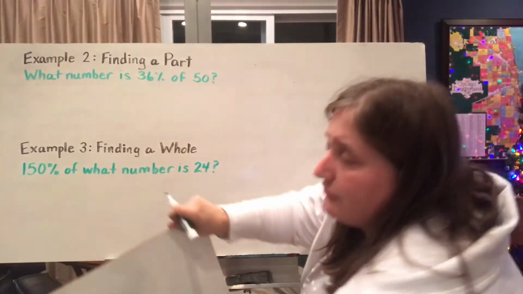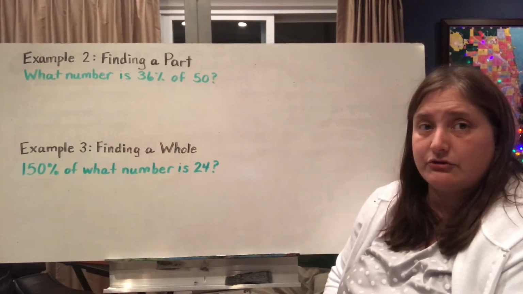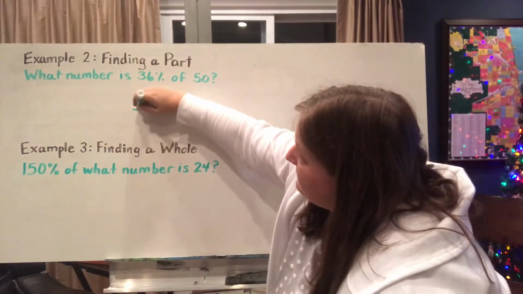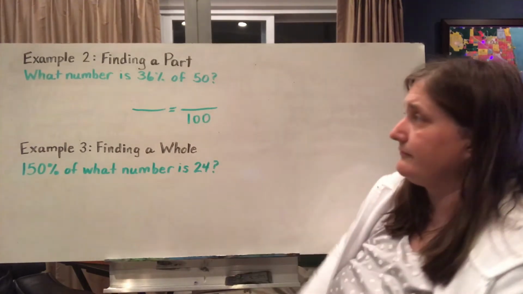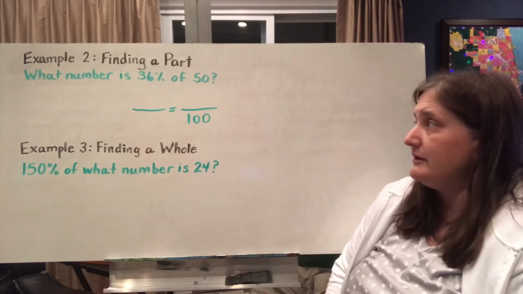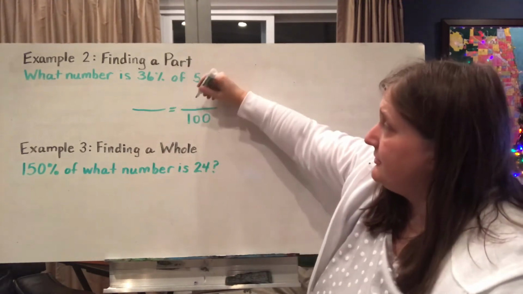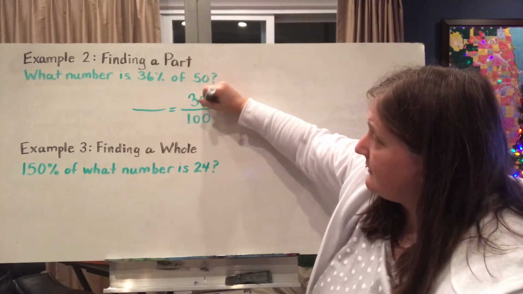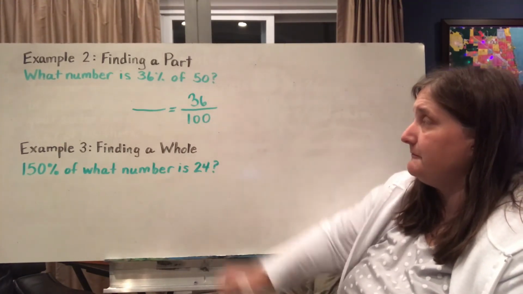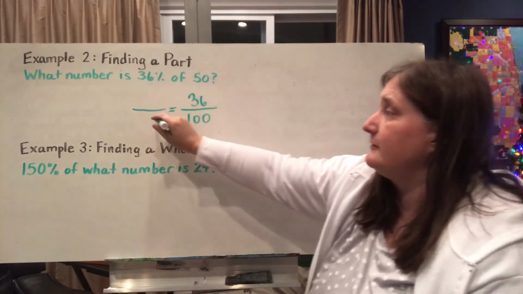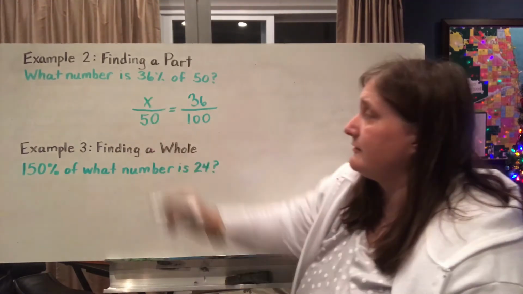The proportion can be also used to find other things besides just your percentage. Here we're going to try to find a part. So once again, I'm going to set up my proportion with 100 down here. They want to know what number is 36% of 50. Well, 36% has the percent sign. This is my percentage that's always out of 100. And they want to know what number is 36% of 50. It's out of 50. So 50 is my total. And it's the part that I'm trying to find.